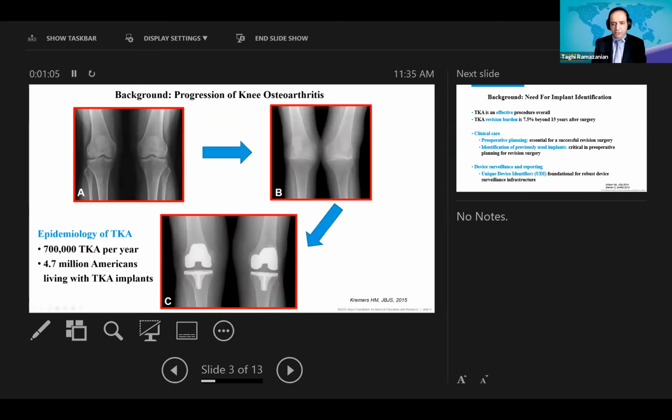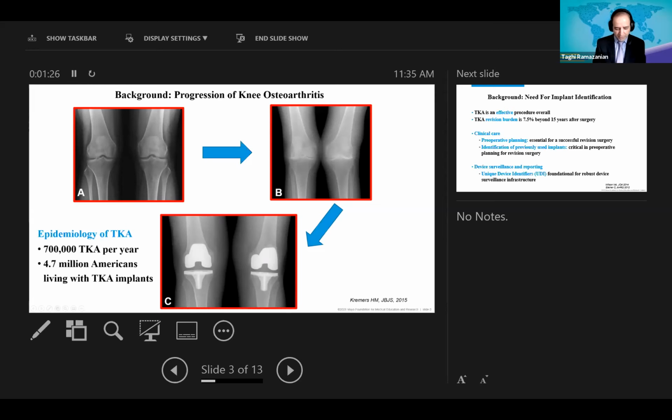Figure B actually shows a knee with severe arthritis, and you can see the joint space is lost. And in this stage of the disease, patients have severe pain that impairs their daily activity. And then figure C shows an X-ray where both knees, right and left, are replaced by knee implants.